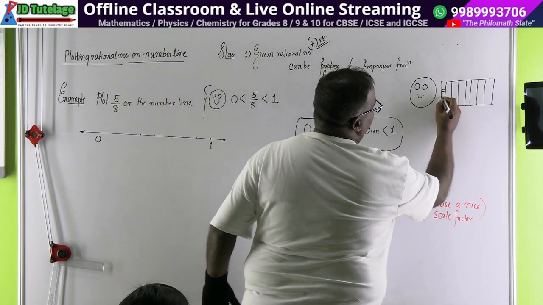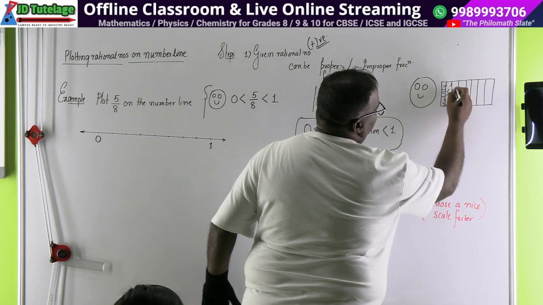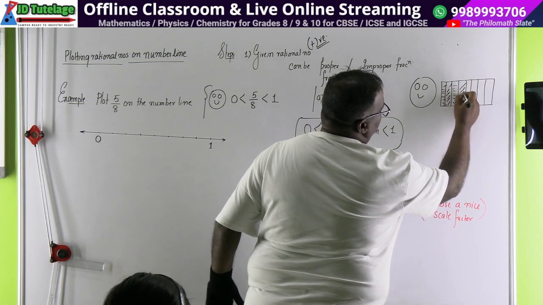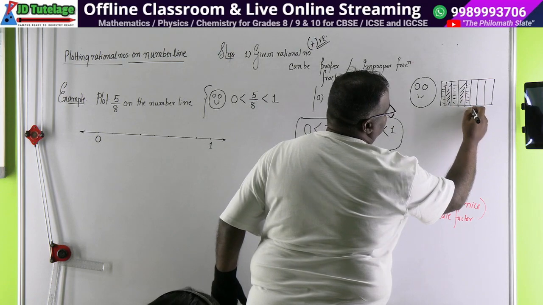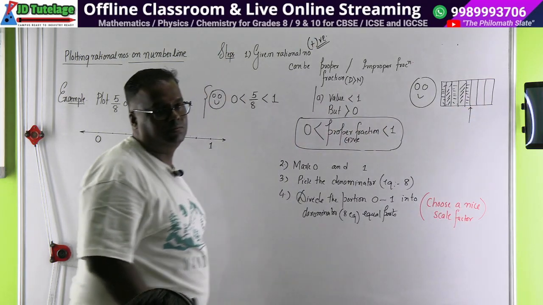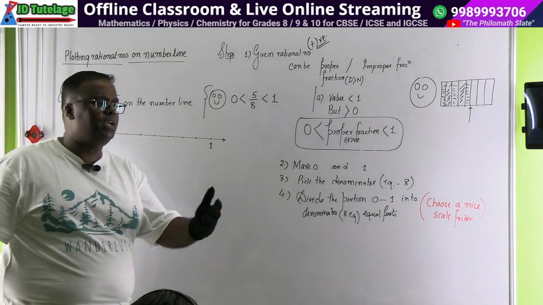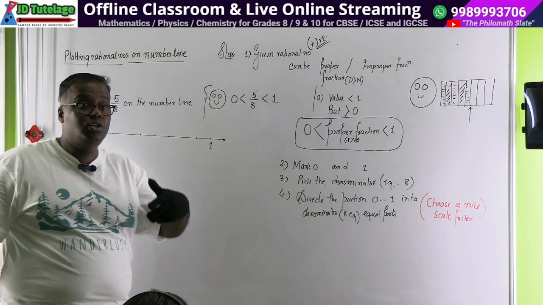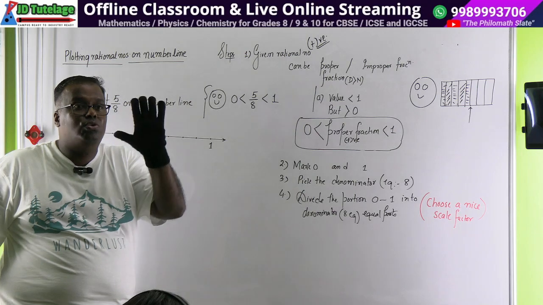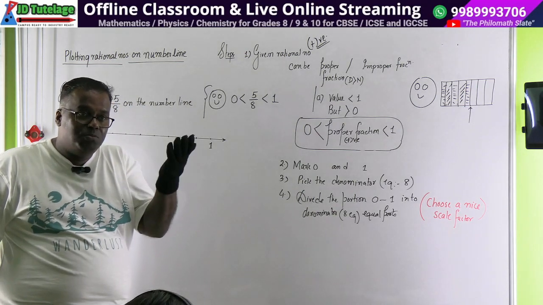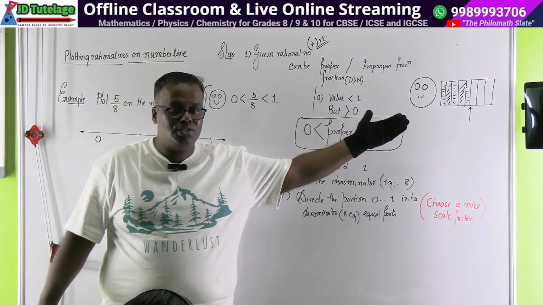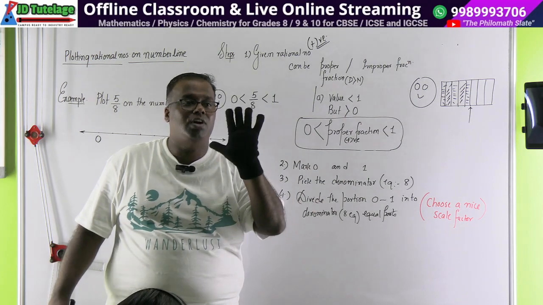ये एक पोर्शन हो गया, ये 2 पोर्शन हो गया, ये 3 पोर्शन, 4 पोर्शन, ये 5 पोर्शन. That means this is 5 by 8. Maybe you have not understood. 5 by 8 means in a unit test of 8 marks, I scored 5. 5 by 8 means out of 8 parts of a dairy milk, I ate 5 parts.